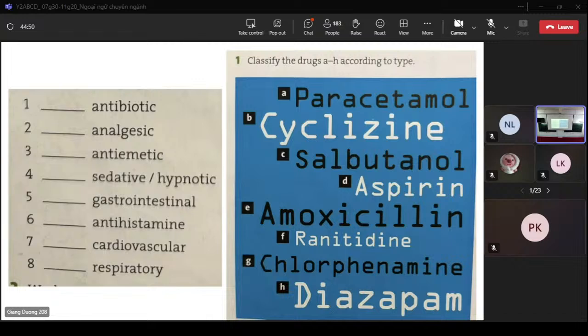All right. Can you please try matching the medication with the use there or the groups? For example, number one, antibiotic. Which medication is an antibiotic? A, B, C, D, E. That's it. You please.